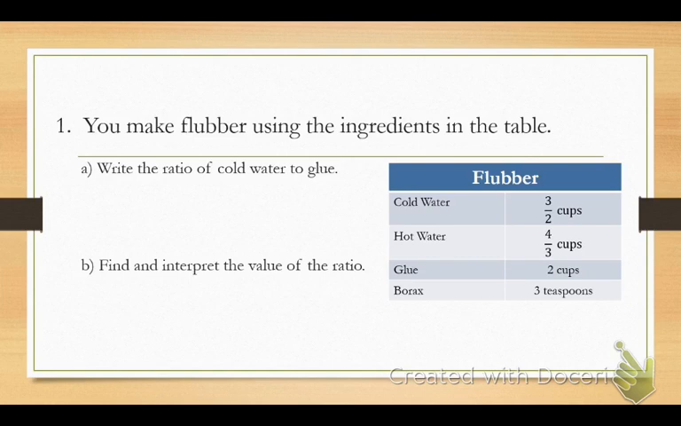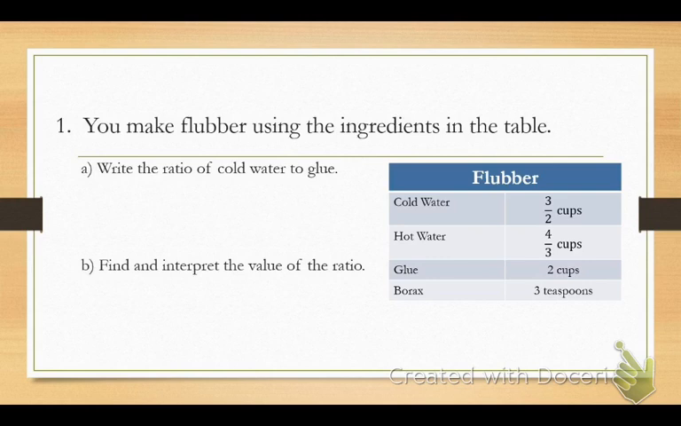Looking at this first one, it tells us that you make flubber using the ingredients in the table. Has anyone here ever made something in the kitchen before? Some kind of a recipe, whether it's cookies or brownies, and there's an ingredient list, right? Well, this flubber has an ingredient list. What are the 4 items that I need to make flubber, class? Cold water, hot water, glue, and borax.